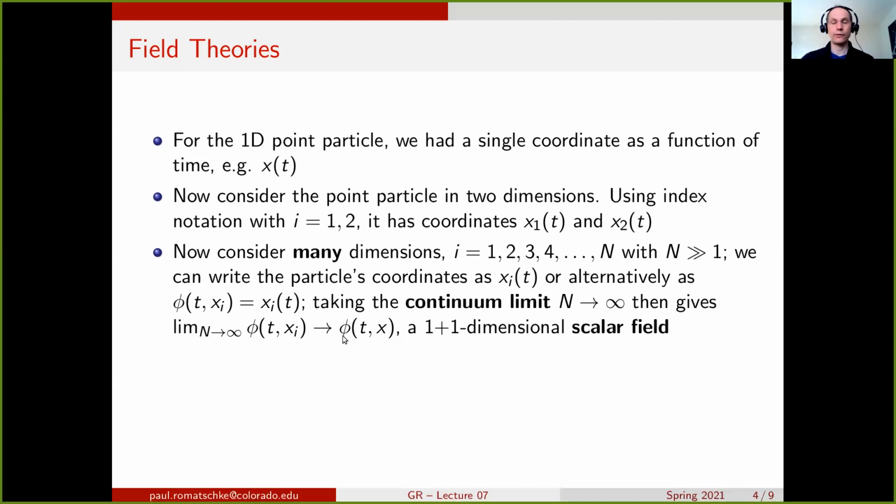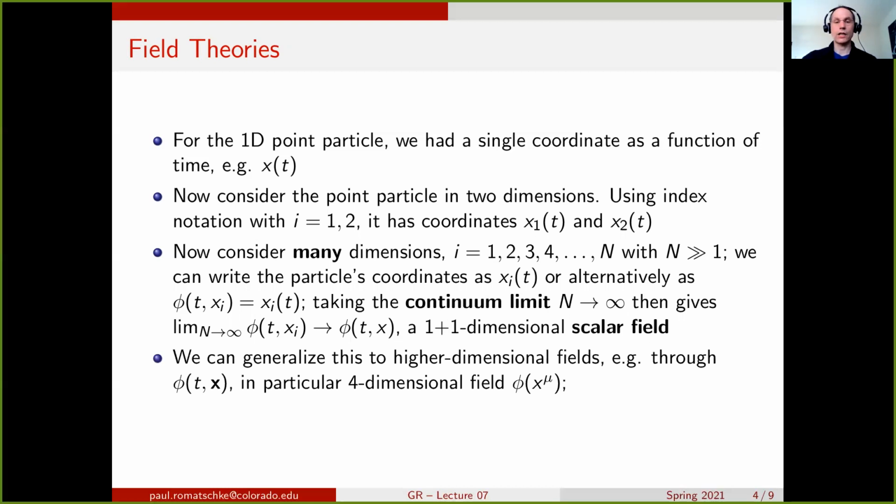So this field phi now is a field that depends on time and this new coordinate x. And in this case, basically, it's a field that is 1 + 1 dimensional, 1 time dimension and 1 space dimension. So we call this a 1 + 1 dimensional scalar field. It doesn't have any vectors in it, so that's why it's called a scalar field.